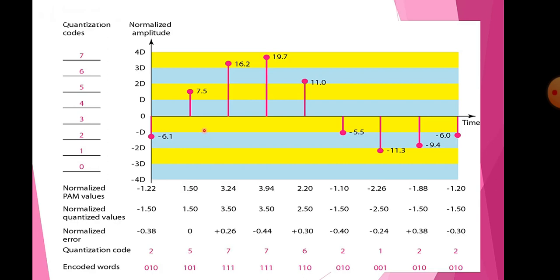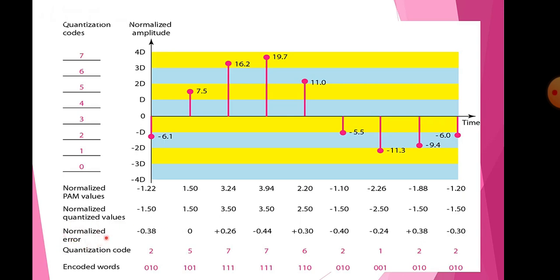So in this example, we can consider the quantization codes varying from 0 to 7, and the normalized values are given on the x-axis along with the time zone. Now here we can observe that we have normalized pulse amplitude modulation values of -1.22, 1.50, 3.24, 3.94, 2.20, -1.10 and so on. Similarly, the normalized quantized values are -1.50. So this is the approximation process. 3.50, 3.50 and so on.